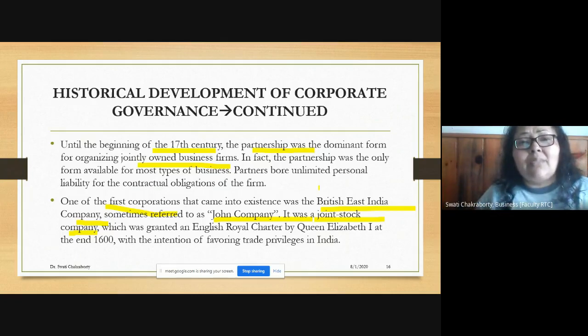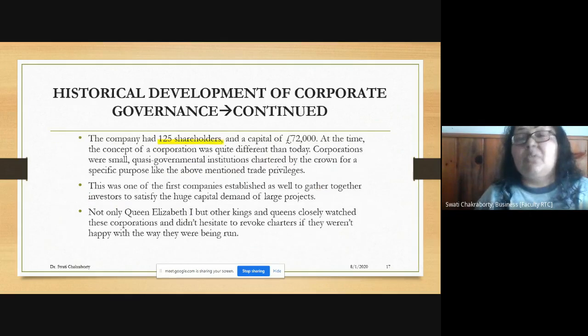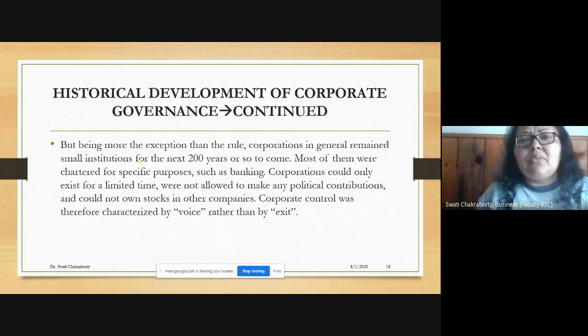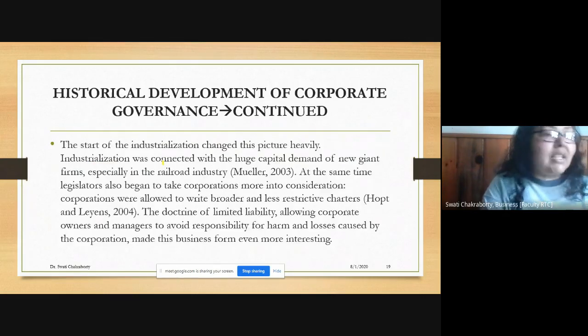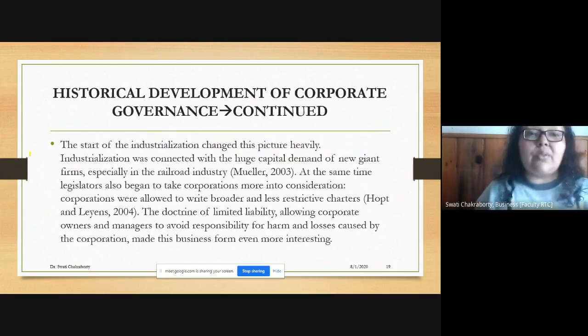At that time, the company had 125 shareholders. That's quite a lot. And the total capital was 72,000 pounds, which was quite huge, right? After that, for the next 200 years, corporations in general remained small institutions. They were small, and not quite big, right? Then the next phase is the industrial revolution, right?